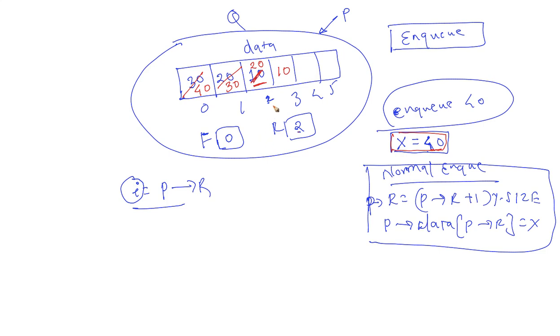Now how will I write the code for this, right? What will I do? I'll get the location r, the value of r, in I, right? I will not change r yet. After inserting this 40, I'll change r, because r is no more this, rear is this, right? Rear is location 3, so I'll change this after inserting 40.